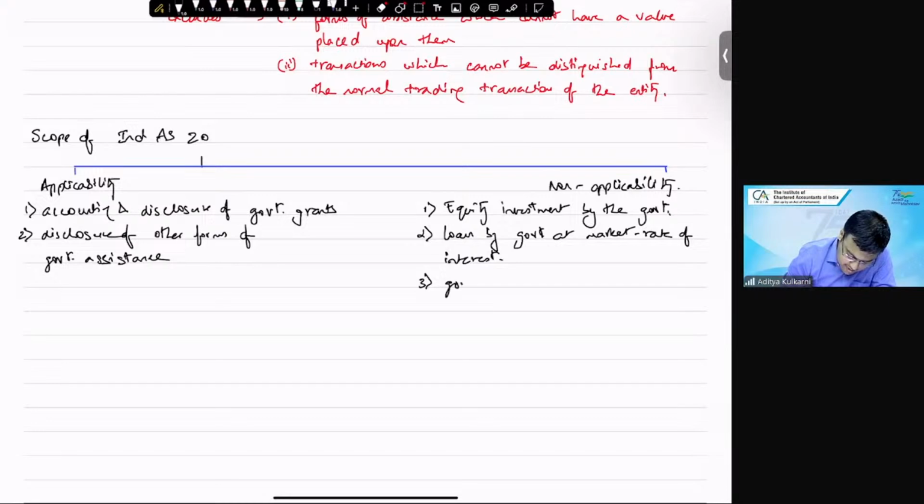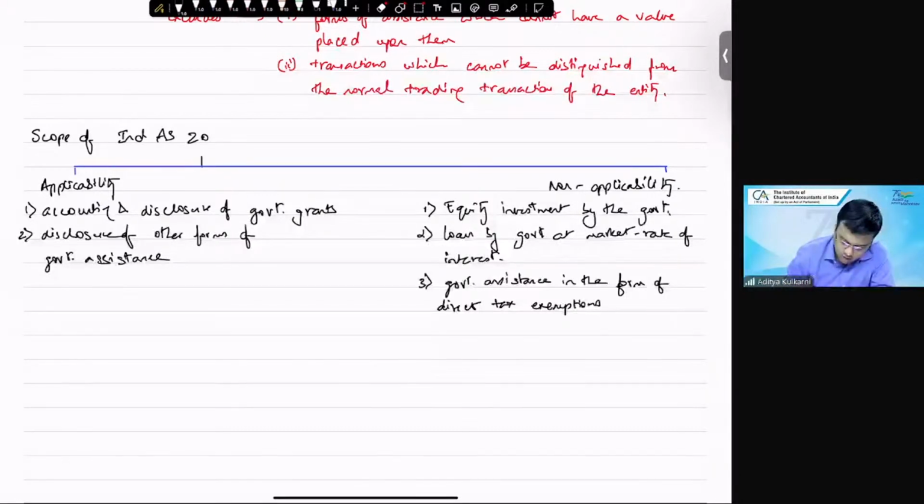Government assistance in the form of direct tax exemptions or holidays. Direct tax exemptions or holidays. Yes.